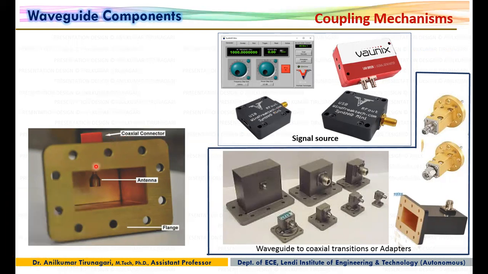And this is the waveguide to coaxial transition. Here, the coaxial cable can be connected through this coaxial connector. Here, an antenna will be placed. This is the flange through which another segment of the waveguide or another device, another waveguide, we can connect using some components. So in this next slide, we can see what is the thing.